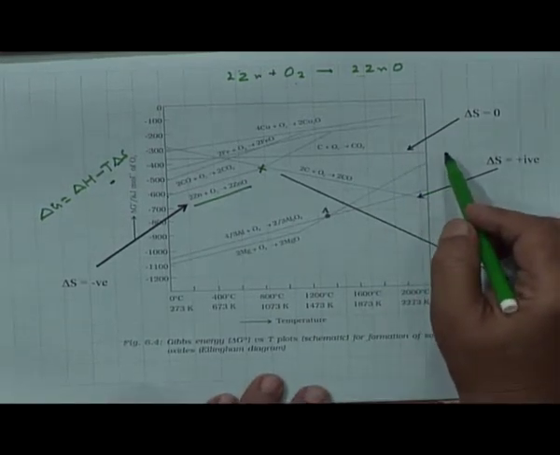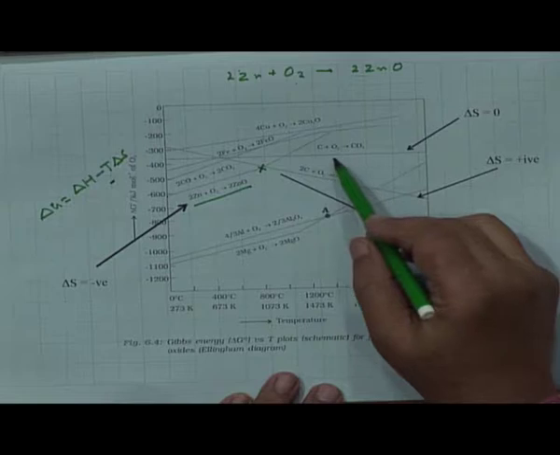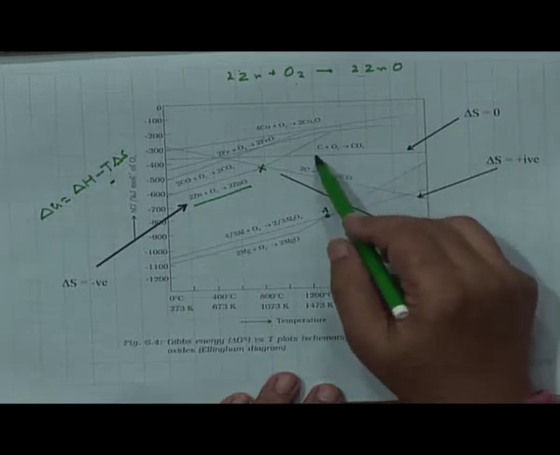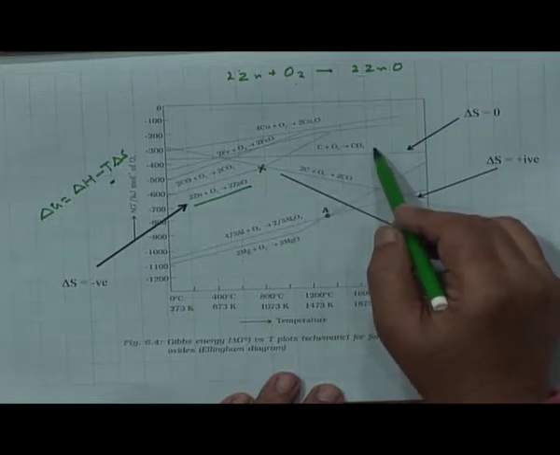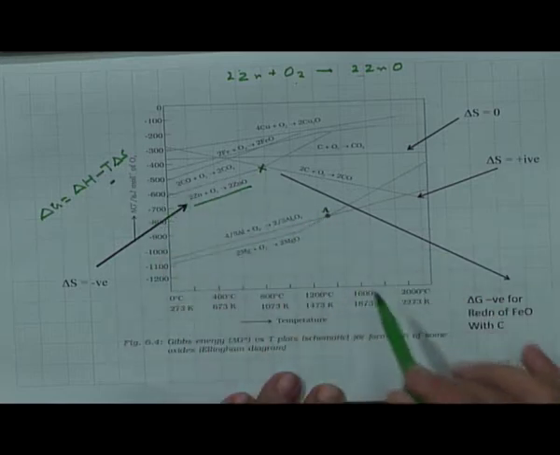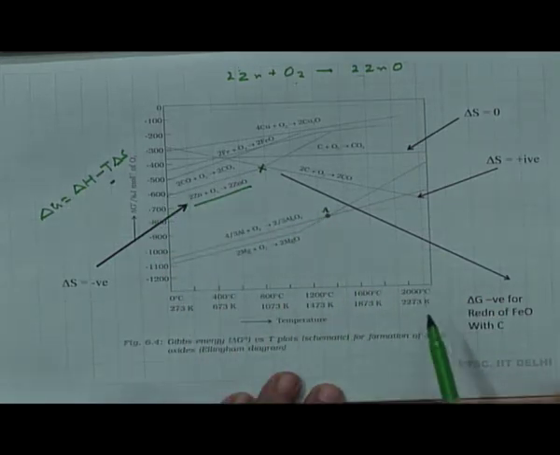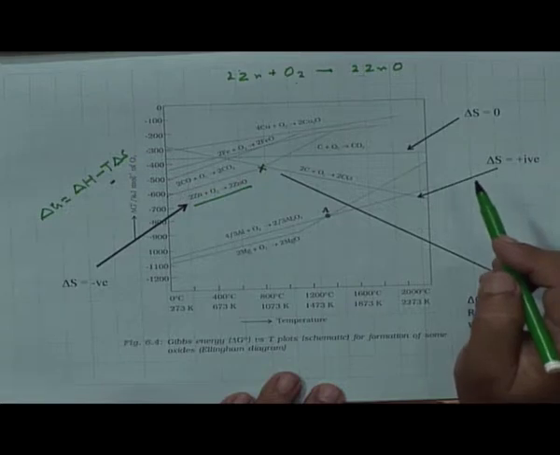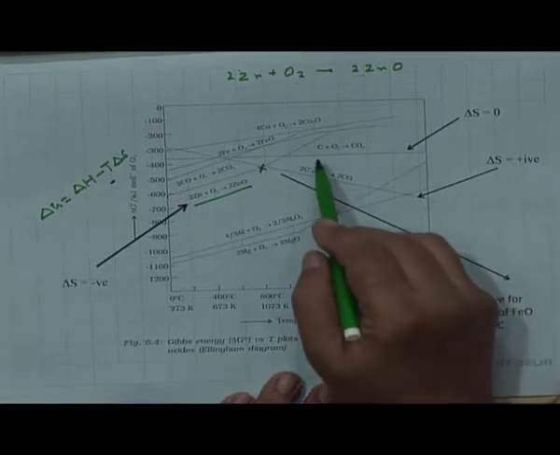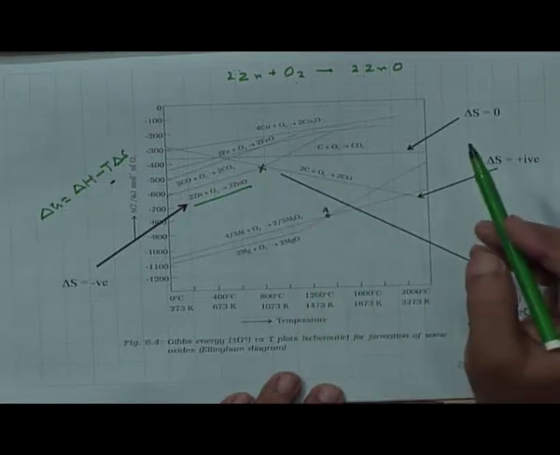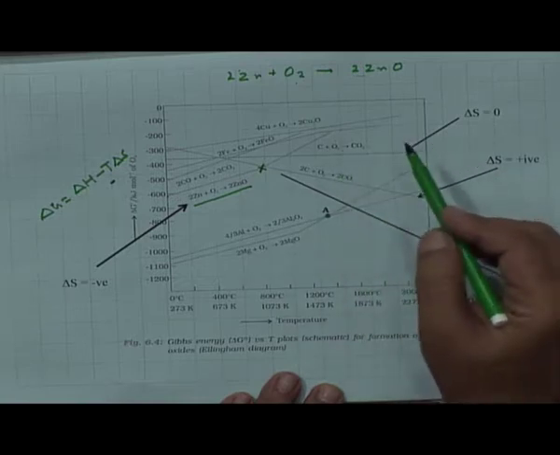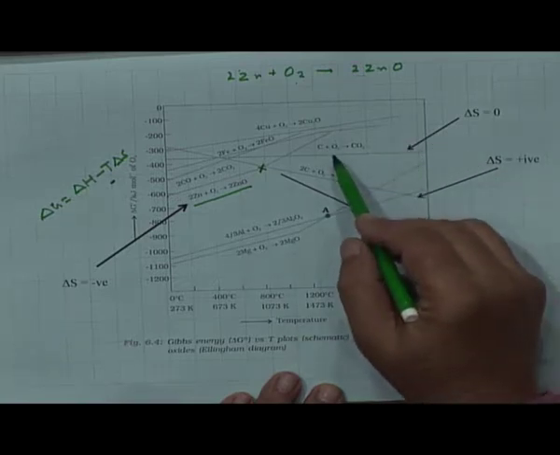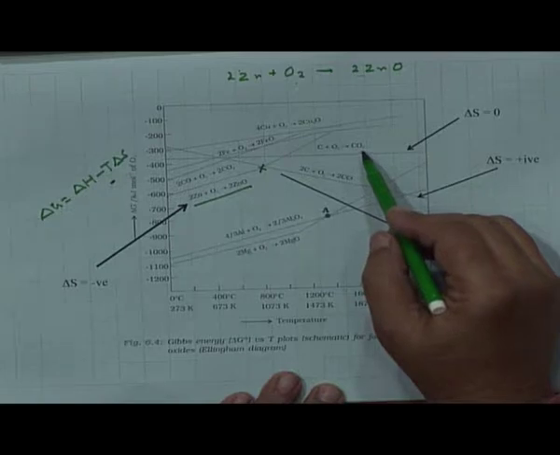Here plots are shown for several metals: aluminum, magnesium, iron, copper, but I will draw your attention to this plot of carbon reacting with oxygen giving carbon dioxide. This is parallel to the x axis. Why is it parallel to the x axis? You look at it, carbon is a solid, oxygen is a gas, there is 1 mole of gas used giving 1 mole of gaseous products.